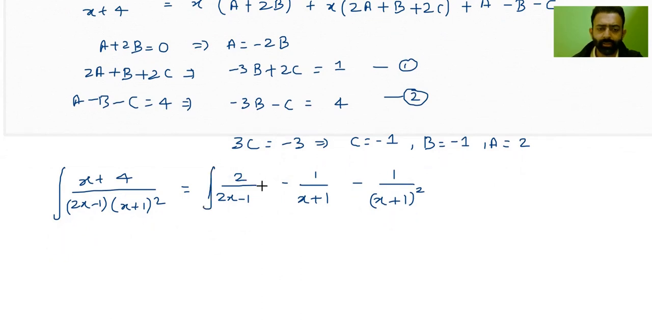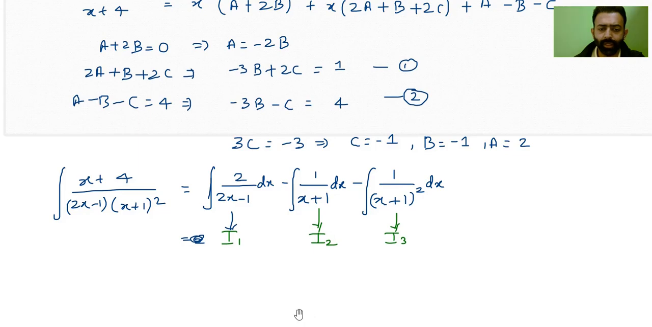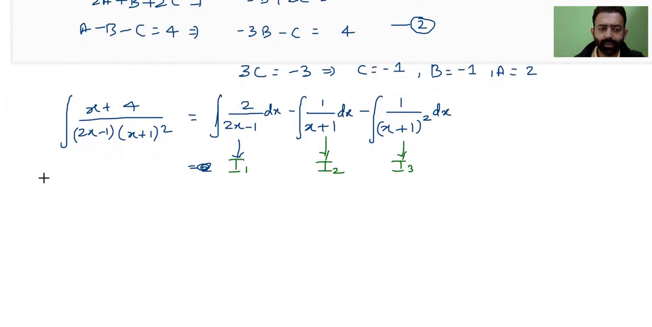Integrating this with respect to dx, integrating the second part with respect to dx, and integrating the third part with respect to dx. I can take the 2 outside. Let us call these integral number 1, integral number 2, and integral number 3, and let us solve these part-wise. So I1 is the integral of 2 times 1 upon (2x minus 1) dx.